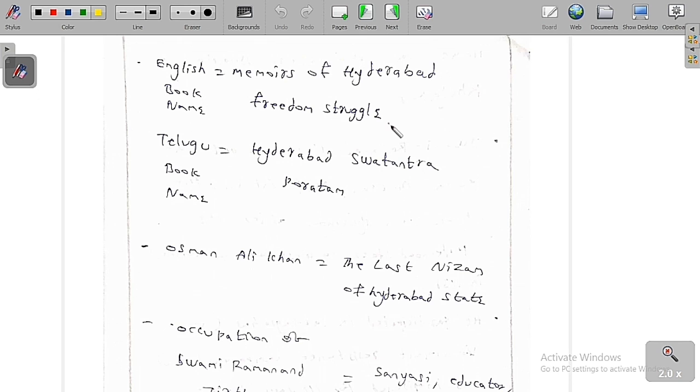In English, the book name is Memories of Hyderabad Freedom Struggle. In Telugu, the book name is Hyderabad Swatantra Poratam. And Osman Ali Khan was the last Nizam of the Hyderabad state.